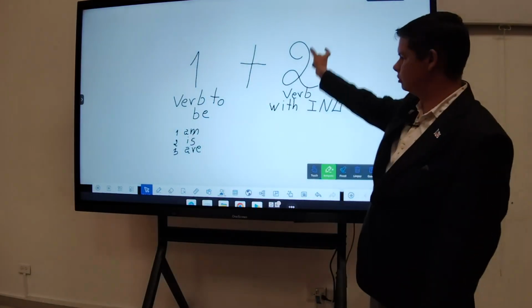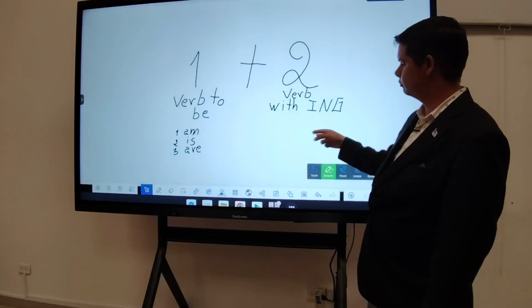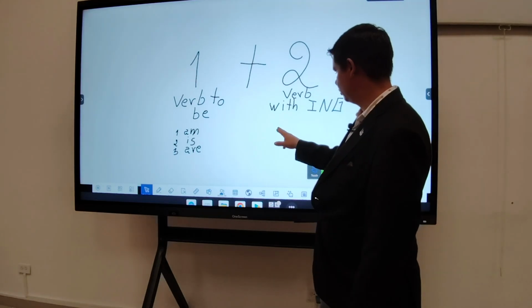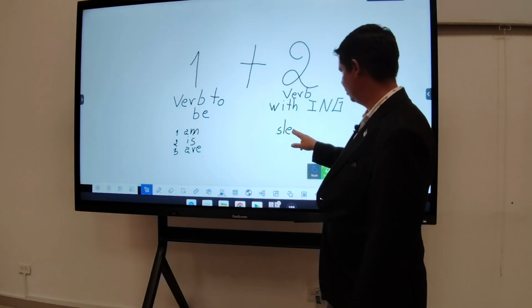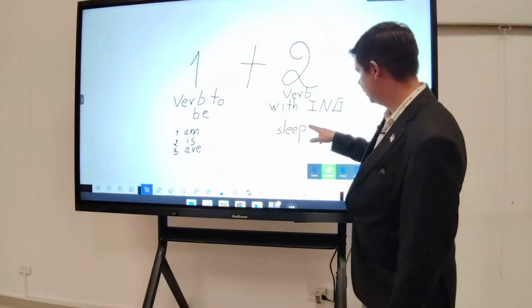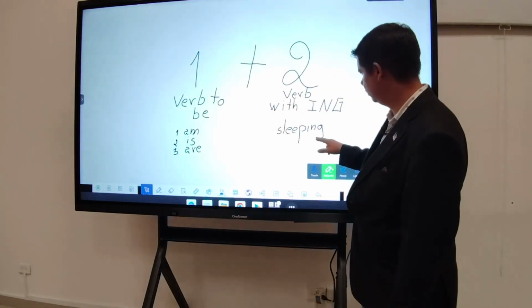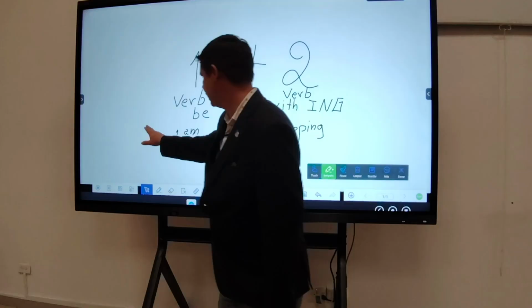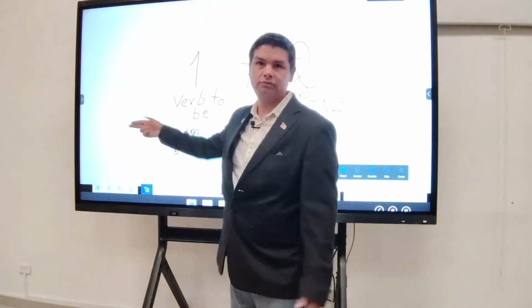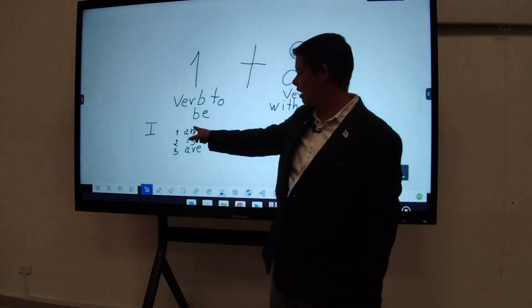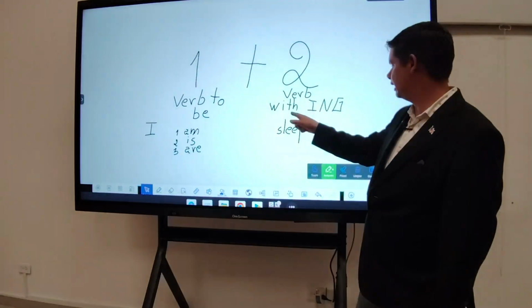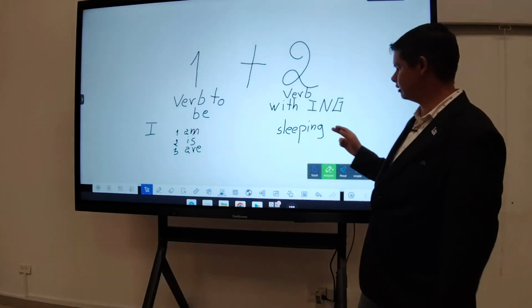And the element number 2, it's the verb with ing. So for example, a very easy verb could be sleep, yeah? As what you are doing in this class. So this is the verb in its base form. But if I add the ing, and then I add a personal pronoun. So here I have the verb to be, verb with ing, sleeping. And that's a complete sentence.